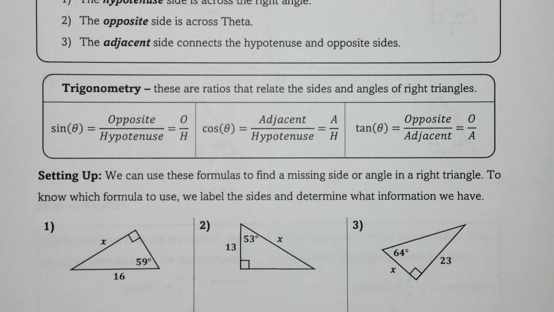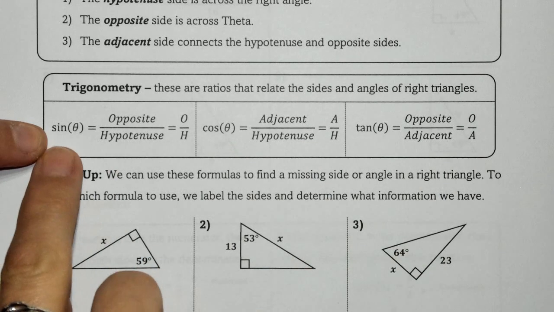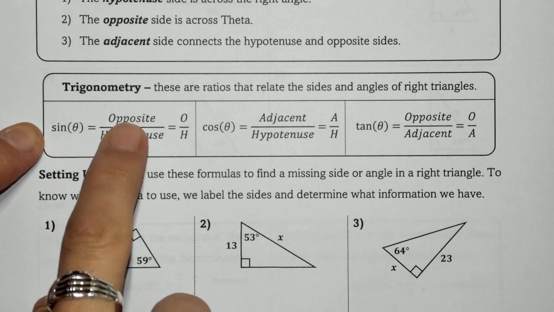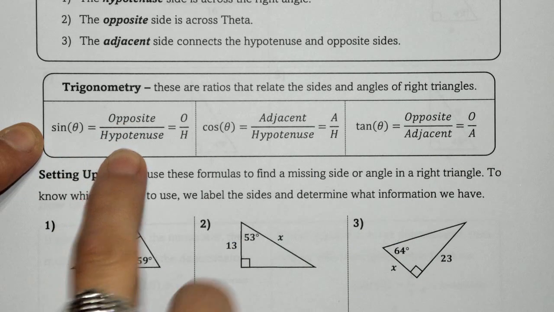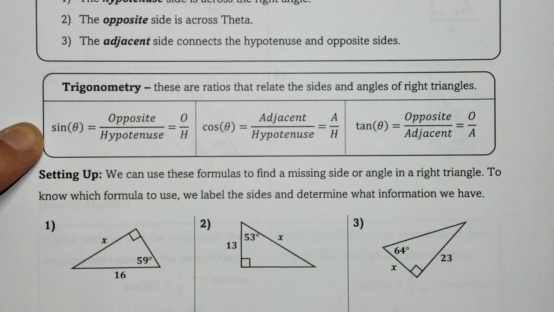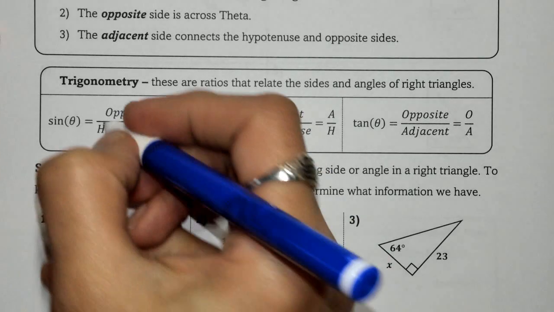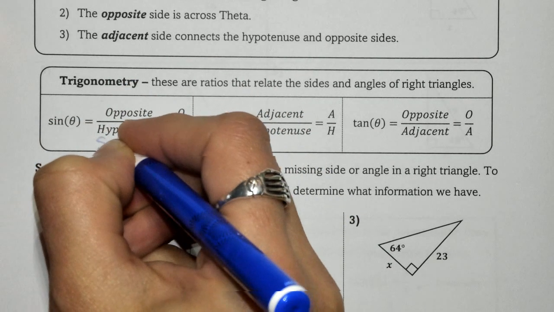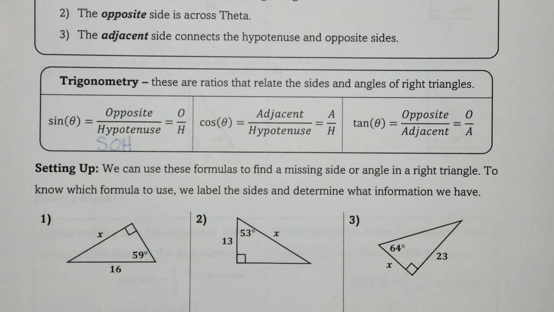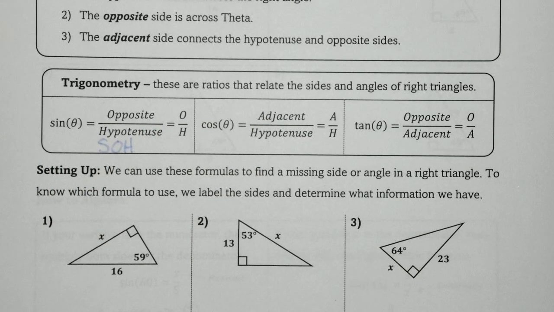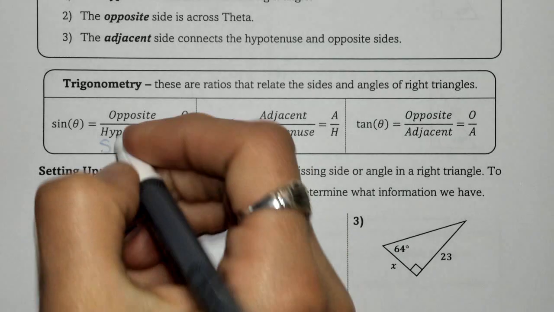You're going to notice the theta because that is where the angle measurement will go. And then with each one, with sine, you're going to have your opposite side over your hypotenuse, which is the O and the H. And so what has been taught for years is the term SOHCAHTOA. This helps us see which letters go where. So here we would have S-O-H. Sine is your opposite over hypotenuse. Let me get that in a different color. It didn't really show up very well.